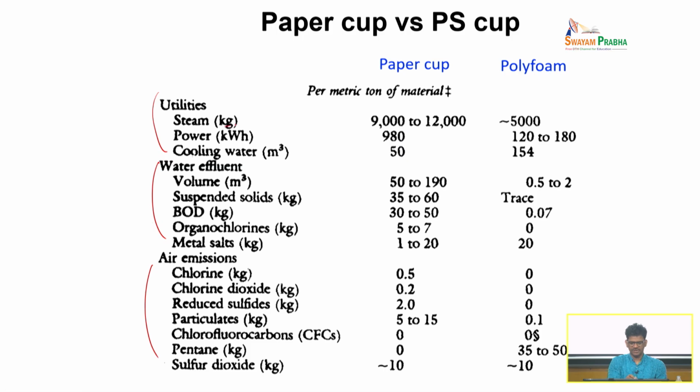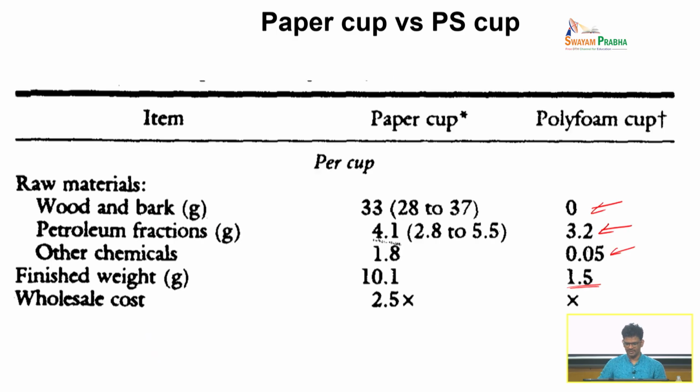So, what happens when you look at steam as a utility? You need anywhere between 9,000 to 12,000 kilograms of steam per metric ton of the paper material. The previous table compared per piece of paper cup versus polystyrene cup. When we compare this waste generation and utility, we compare for 1 metric ton of material. If you look back at the previous table, we have a ratio of 1.5 to 10, right.